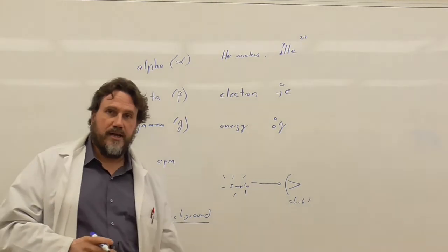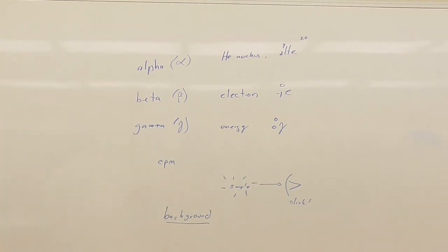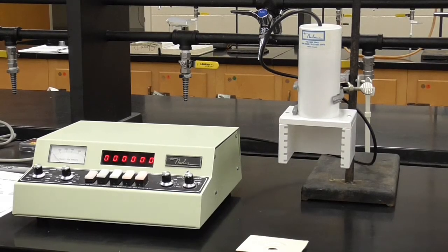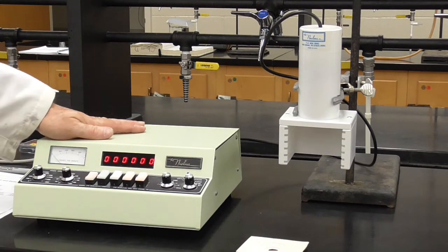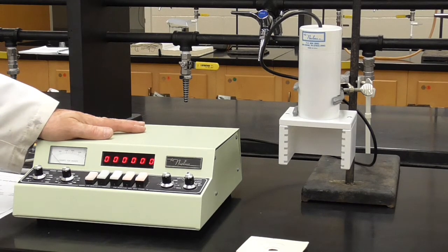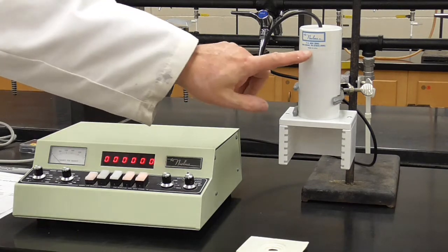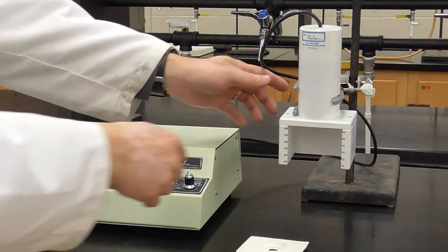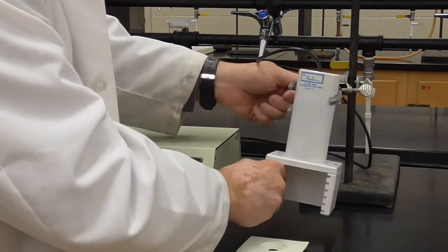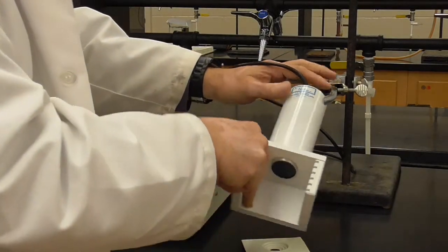Let's start with the background radiation then. Click. Okay, so here's our Geiger counter. It's going to measure the counts per minute, like I said. And this is the actual detector. I will show you. I didn't think about this. Let me slide this out of here.